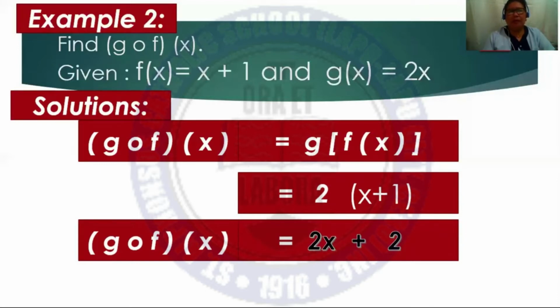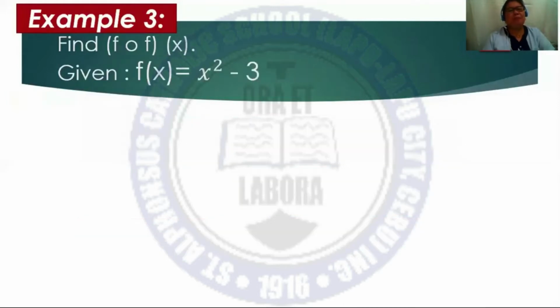Do you have questions? Let's proceed. Example number 3: find f circle f of x. There is only one given function. You are asked to compose the function by itself. So f of x is equal to x squared minus 3.